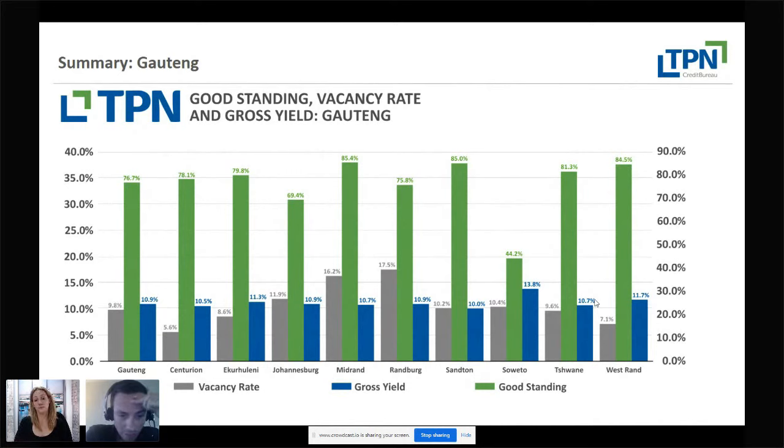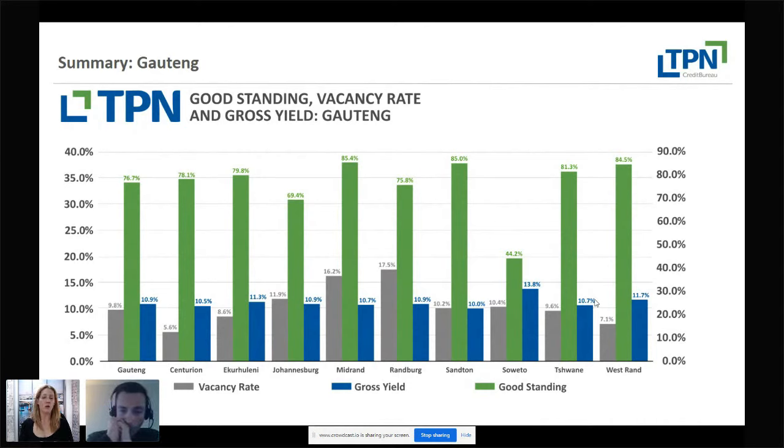What's interesting for me is the Soweto market seems to have a very high gross yield. You're pricing in risk versus reward. So only 44%. I was thinking about this slide when you showed me the one that you did of your area. You've got a 44% good standing ratio, which means that 56% of tenants in this area are not paying their rent. Jeez. But the vacancy rate is at 10%. Vacancy rate's at 10%, so that's not too bad either. But your yield's sitting at 13.8%.